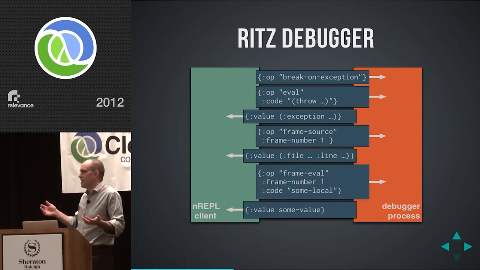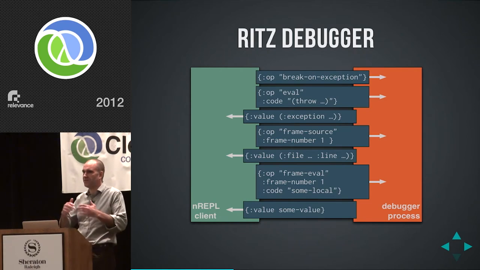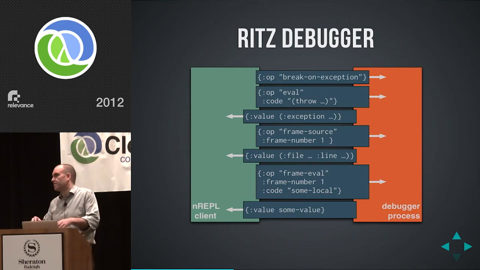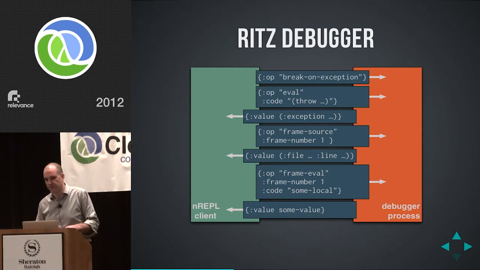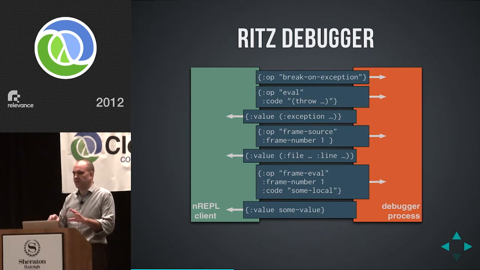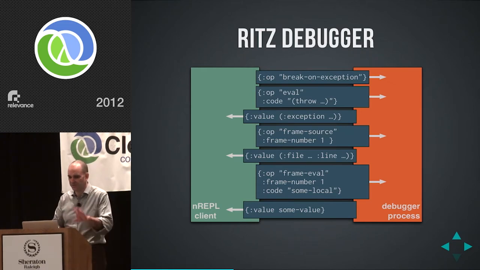You can then evaluate some code within the context of that frame. So there's a message that says frame eval, which passes the frame number and the code, and goes back to the debugger process. The debugger process sets up an environment to mirror the environment in that frame within the user process, evaluates the code, and then sends the result back to the client, where it can be displayed. So that interface is completely independent of the specific client that's running.